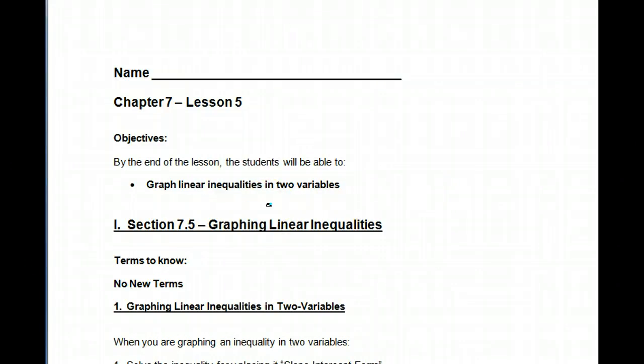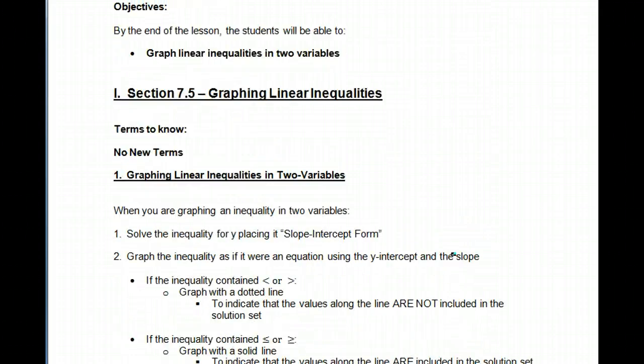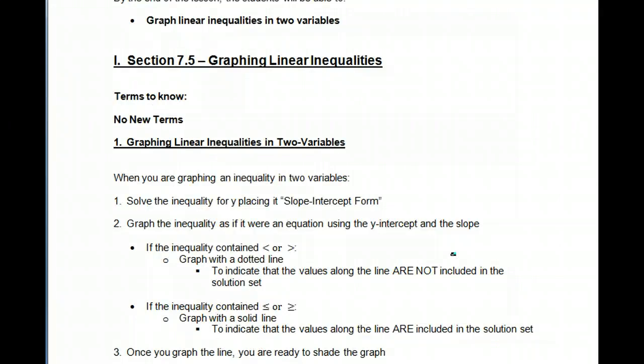In this section, we are going to learn how to graph linear inequalities in two variables. We do not have any new terms for this section, so we can move right into the objective.